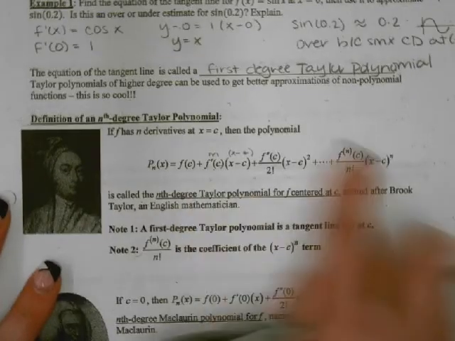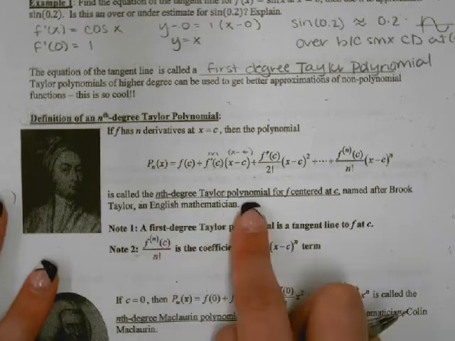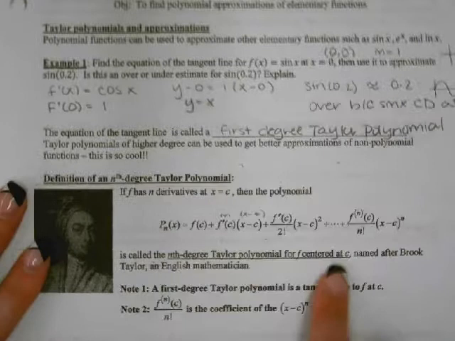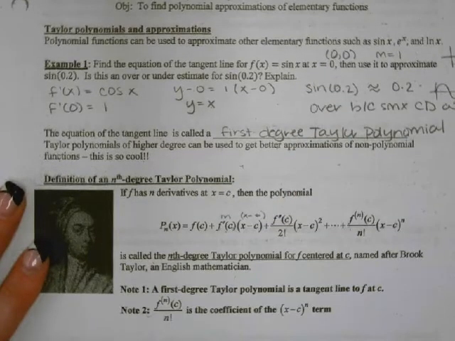So this formula right here is called the nth degree Taylor polynomial for f centered at c. And c is whatever that x value is that they gave you in the beginning that they wanted you to do it based off of. All right?